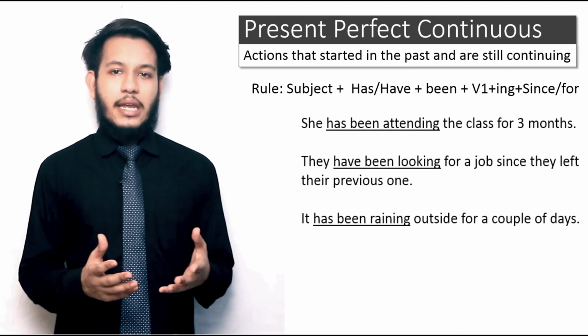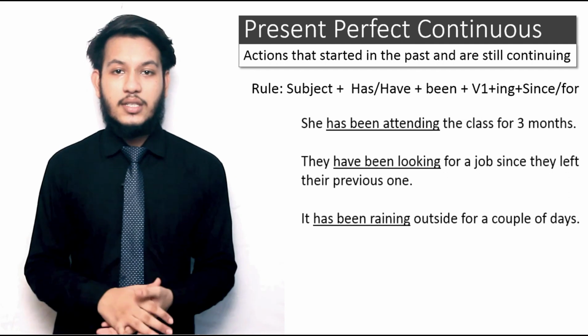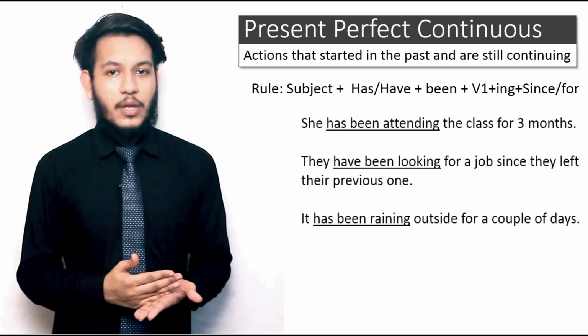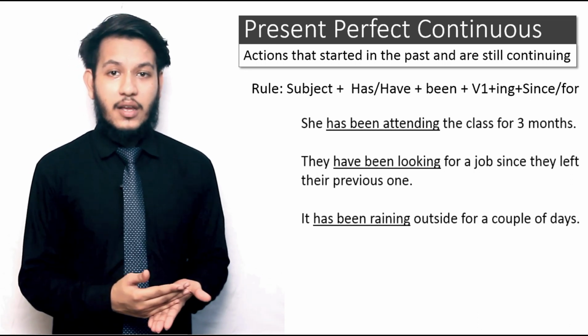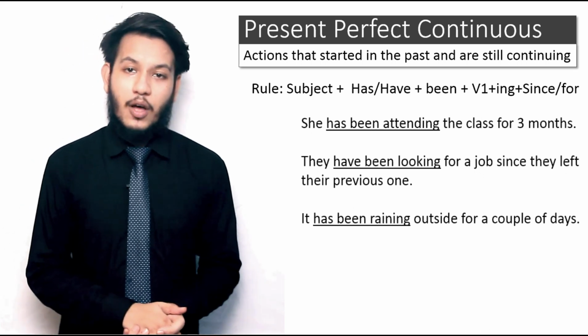और अगर कुछ 1 या 2 दिन से बारिश हो रही है, आप श्योर नहीं है कितने दिन से, बट लगभग 1-2 दिन से हो रही है, so you can frame a sentence like this. It has been raining. It के साथ has use करेंगे, singular है. It has been raining for a couple of days. It has been raining outside for a couple of days.